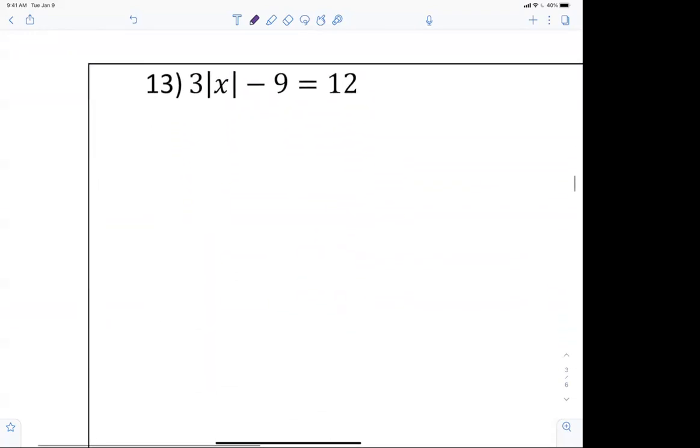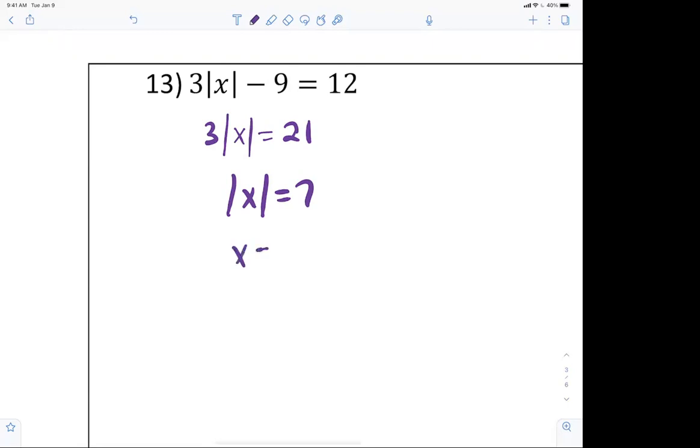Here we go. 13. All right. Now we got a big problem here, Allie. What am I doing? You had 9. Add 9. Thank you. 3 absolute value of x equals 21. Now what I need to do, Allie? Divide by 3. You are amazing. Absolute value of x equals 7. So what's the answer, Allie? Plus or minus. You are amazing. See what happens. Concentrate. Plus or minus 7. Beautiful work. Thank you for that.